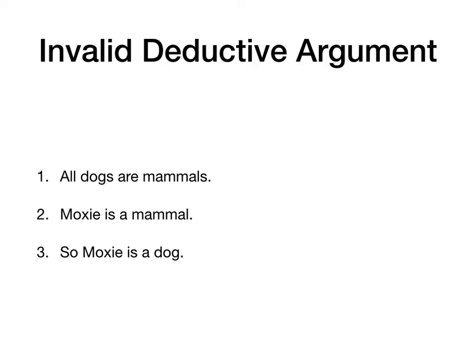All right. How could the premises be true and the conclusion false? Moxie could be a gerbil. Moxie could be a cat. Moxie could be a child, right? Again, slightly odd name for a child to call them Moxie. At least I think so.